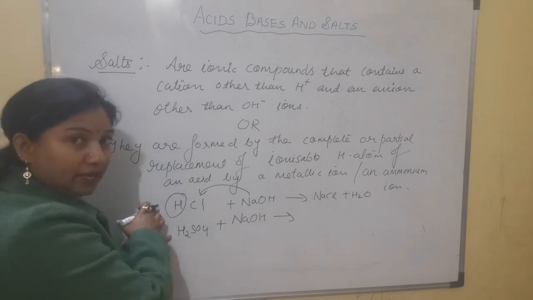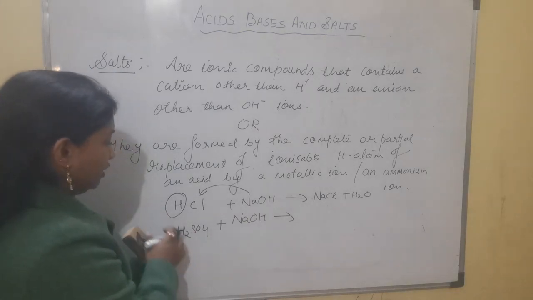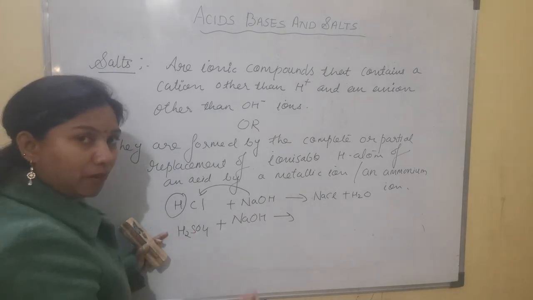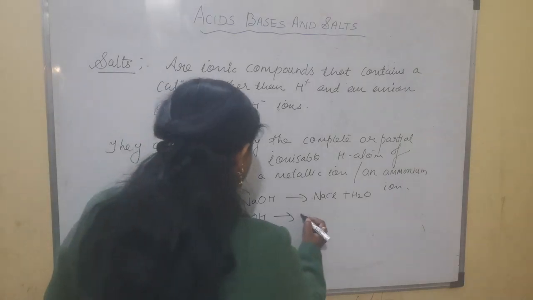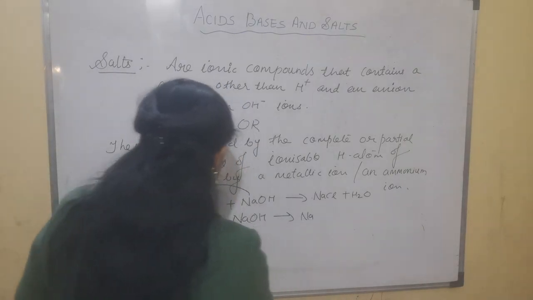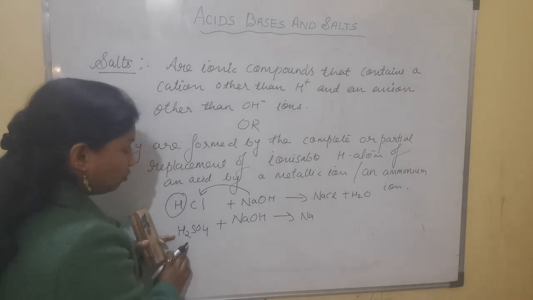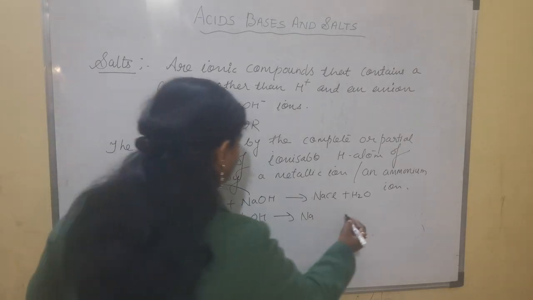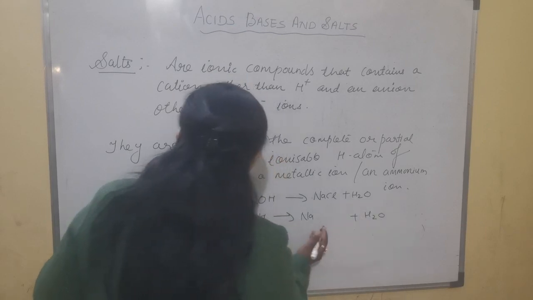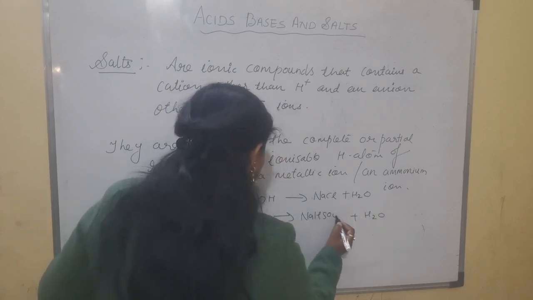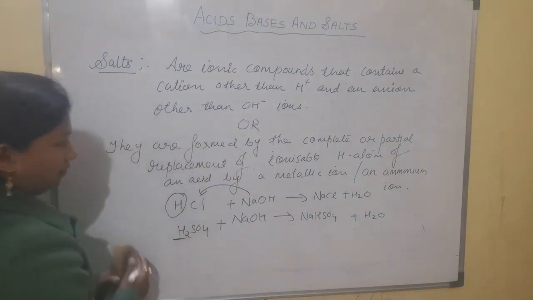And here what is happening? This is an example of complete replacement of hydrogen, and here I'll show you how the partial replacement takes place. This sulfuric acid has two hydrogen atoms; it will lose only one hydrogen atom to form a water molecule and one will remain as such. So here the partial replacement is taking place.